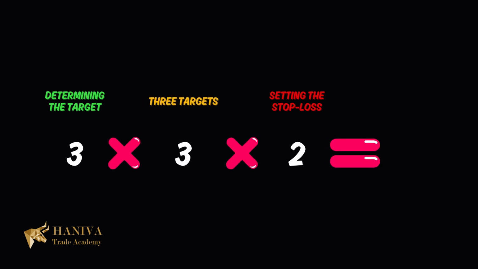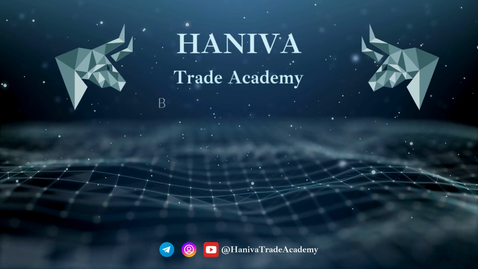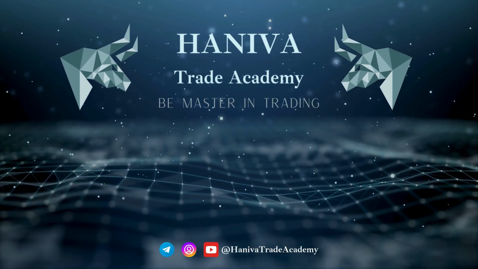We discussed 3 methods for determining the target and 2 methods for setting the stop loss. Each of the target setting methods identified at least 3 targets. Therefore, you have at least 18 different ways to determine stop loss and target. To find the best stop loss and target setting approach for yourself, it's best to backtest and decide based on your trading system. So far, we have taught you nearly 10 profitable entry setups and triggers.